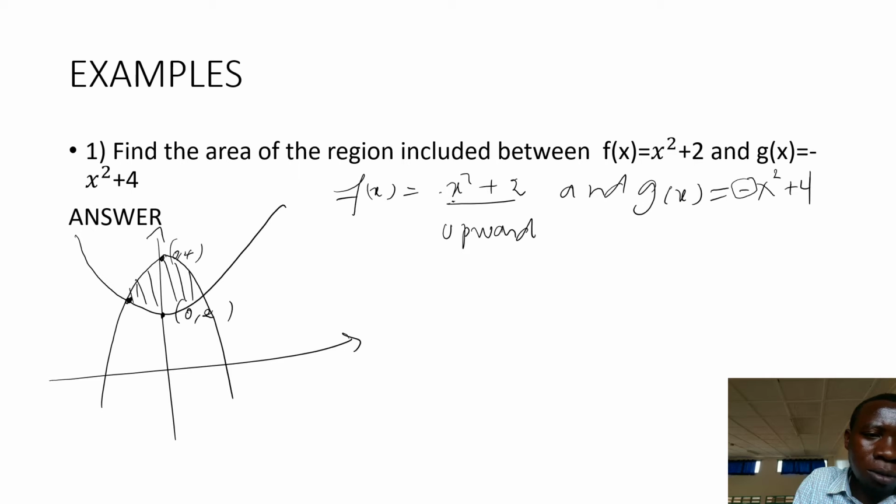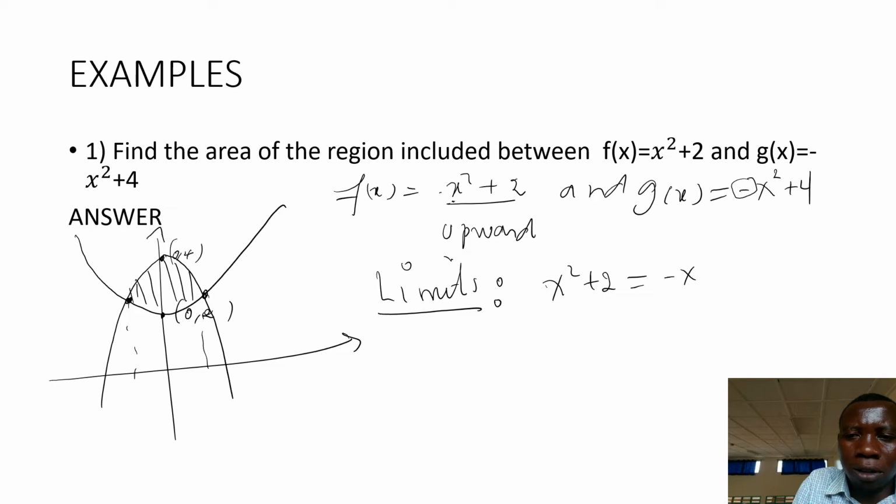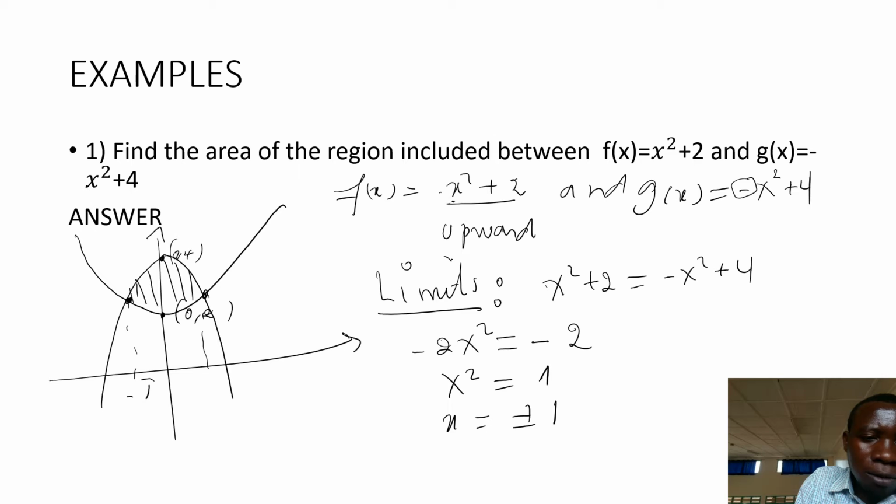So we need to look for the limits of integration, the lower limit and the upper limit. We simply equate these two functions and solve to find the points of intersection. We equate x squared plus 2 equal to negative x squared plus 4, which means negative 2x squared is equal to negative 2. So x squared is equal to 1, x equals plus or minus 1. So our lower limit is negative 1 and our upper limit is 1.